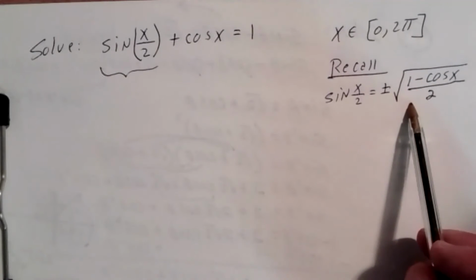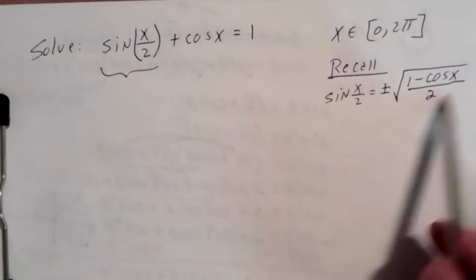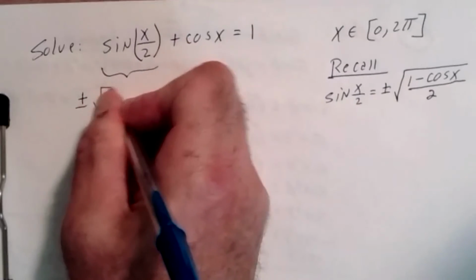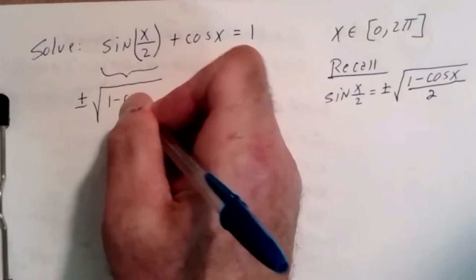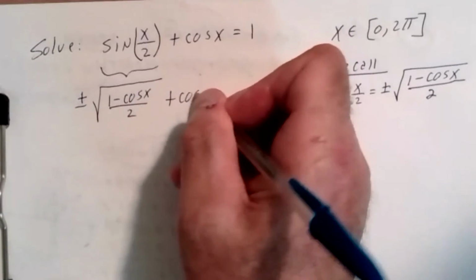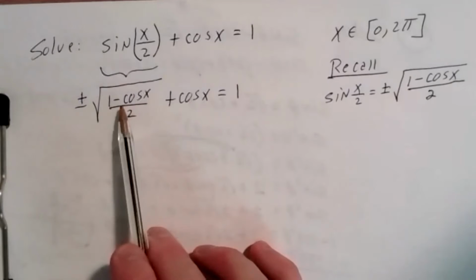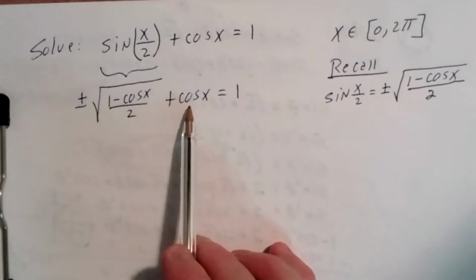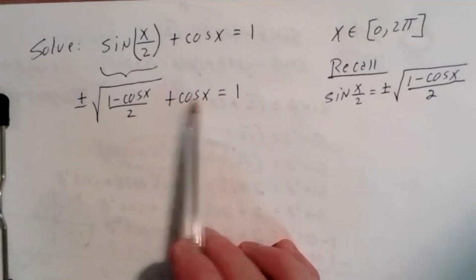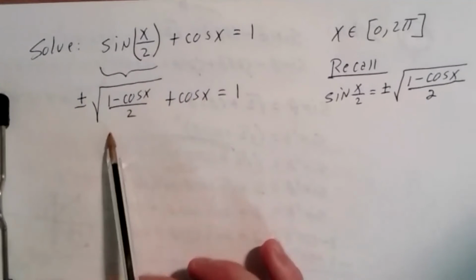We'll go with this. So here's what we're going to do. We're going to replace this nasty term, sine of x over 2, with this. So this is going to be replaced with plus or minus the square root of 1 minus cosine x over 2. The good news is at least we have our trig equation reduced down to one type of trig function, namely cosine, and the arguments are all just x now. The bad news is we have a nasty square root here on the left side.